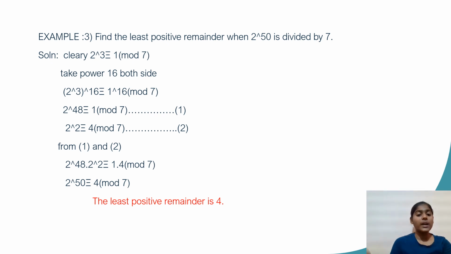From equations 1 and 2, 2 power 48 into 2 power 2 is congruent to 1 into 4 in mod 7, where we know the property that when the bases are equal, the powers can be added. Then 2 power 50 is congruent to 4 in mod 7. Then the least positive remainder is 4.